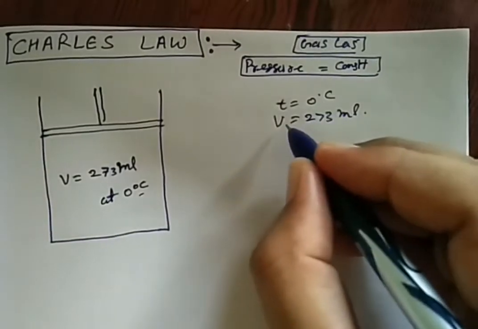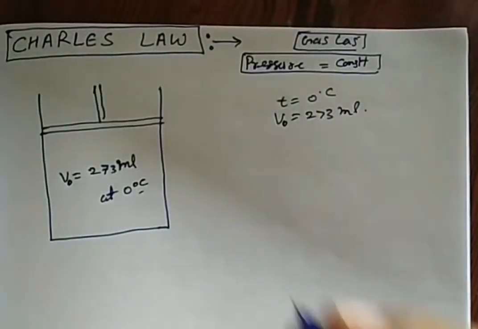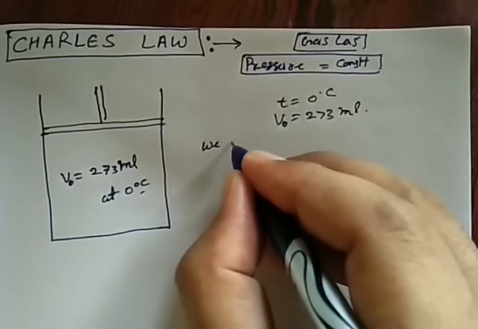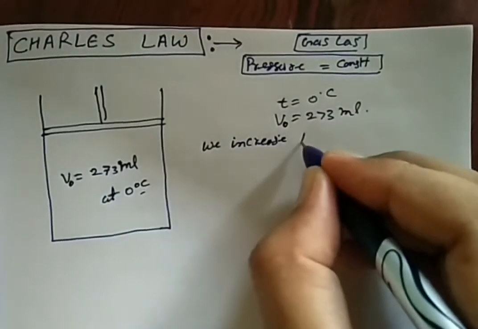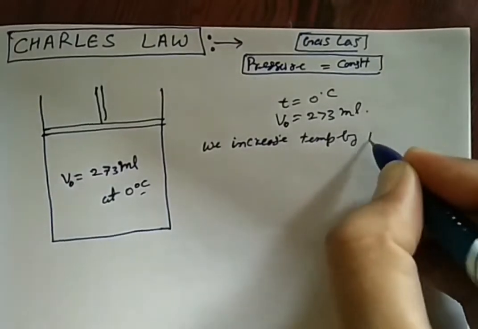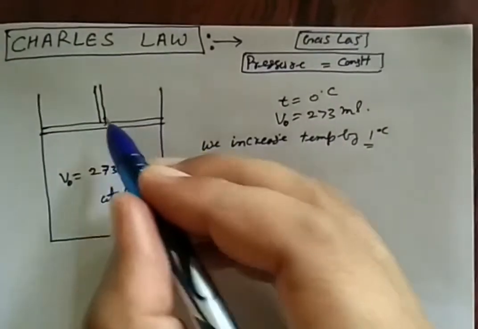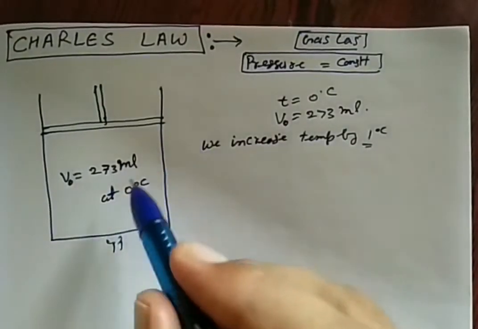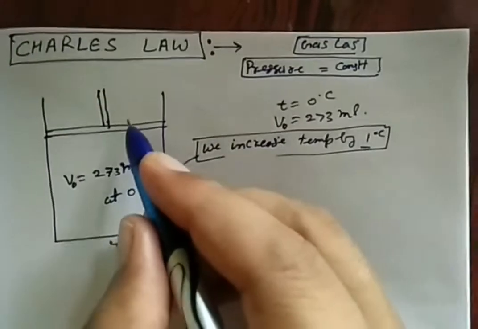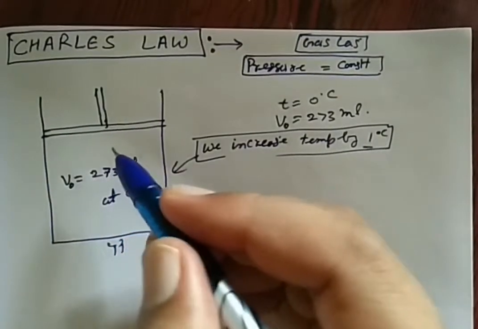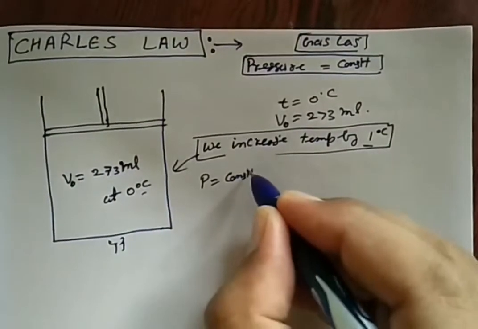At 0 degrees Celsius, the volume is represented by V0 here in this case, and we increase the temperature by 1 degree Celsius. So when we increase its temperature by heating 1 degree Celsius, the pressure will increase, but the piston is free to move away. In that condition, pressure becomes constant.